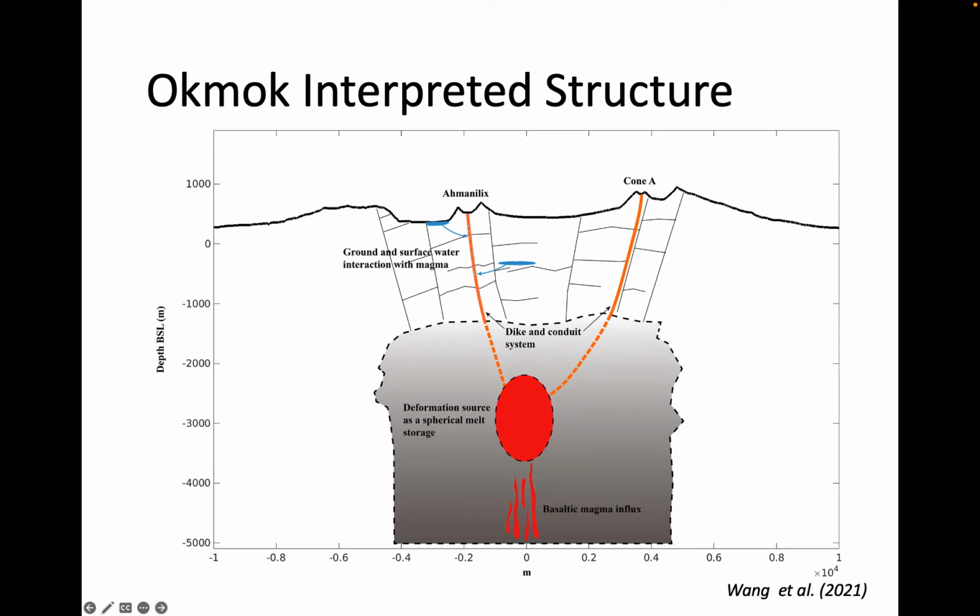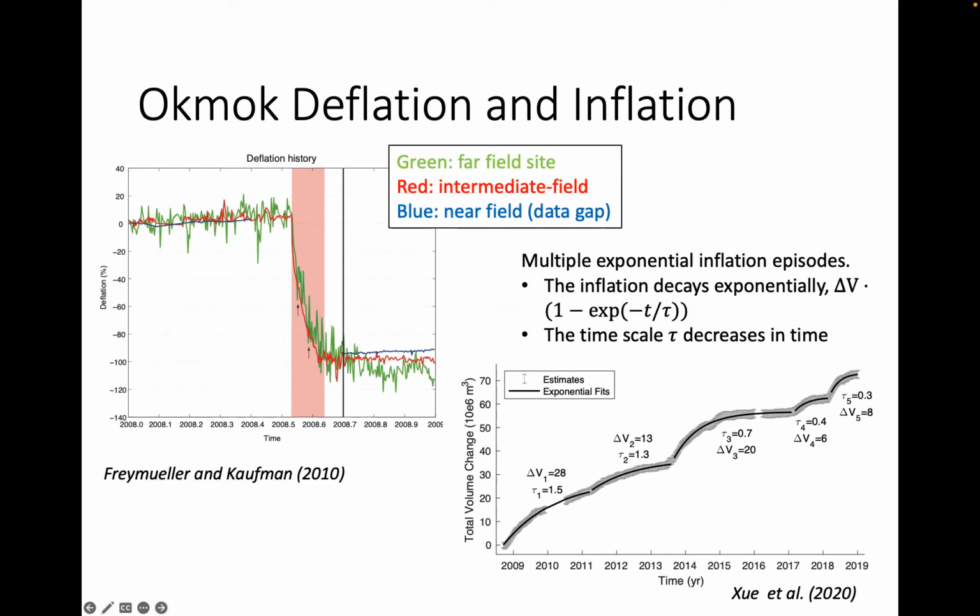The pathway on the right goes to a cone that had been the source of all the 20th century eruptions prior to the 2008 eruption. And just to show you a little bit of what we can learn from geodesy, on the left is the time history of deflation, basically depressurization of the magma system during the 2008 eruption. On the right is the reinflation of the magma system after the eruption.